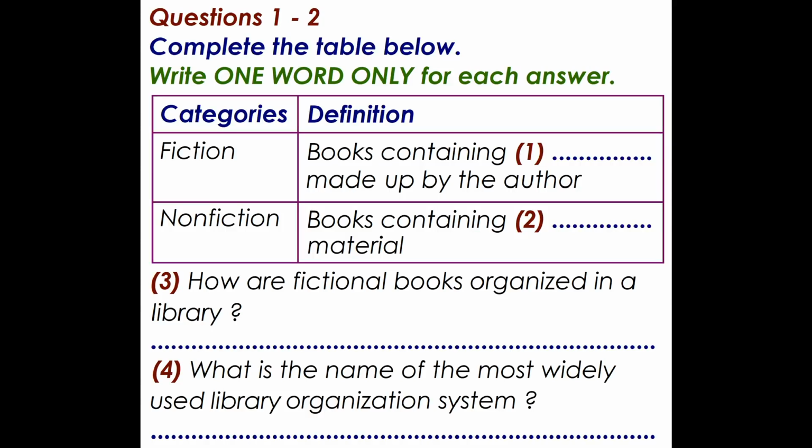All libraries have a system for organising and classifying non-fiction books. The most widely used system is the Dewey Decimal System. It was designed by an American librarian named Melvil Dewey. It is called a decimal system because it divides all non-fiction books into 10 major categories. These are further divided into subdivisions.